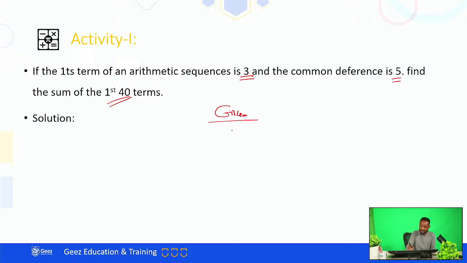To understand what's given: A1, the first term, is 3. The common difference is 5. And what is required? You are asked to find the sum of the first 40 terms of an arithmetic sequence.